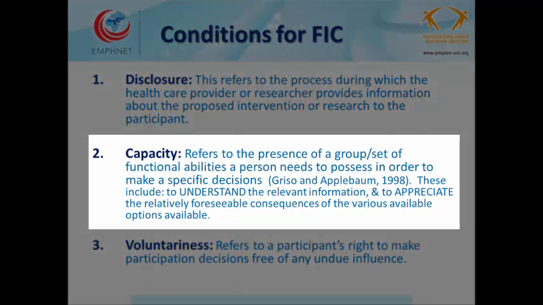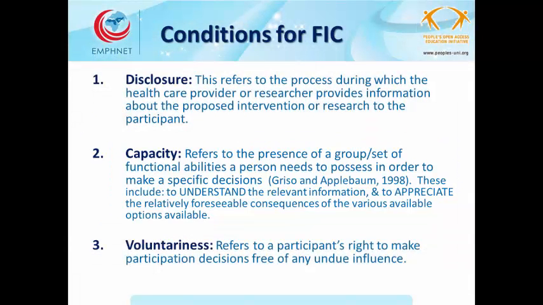The capacity refers to the presence of a set of functional abilities. That's to say that we need to make sure that the person we are giving the information to is able to take a decision. In order to assess this ability to take the decision, i.e. to have the capacity, there are two main things that we need to assess. First is the person's ability to understand the relevant information that is being given to him. The second is to appreciate the reasonably foreseeable consequences of various available options.